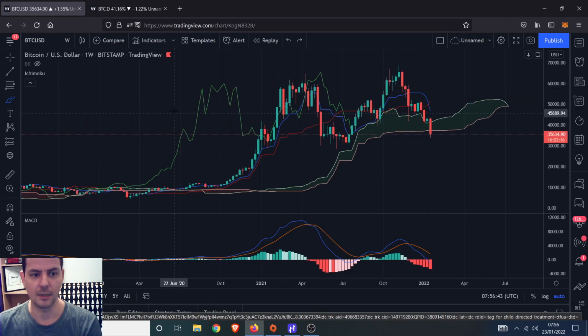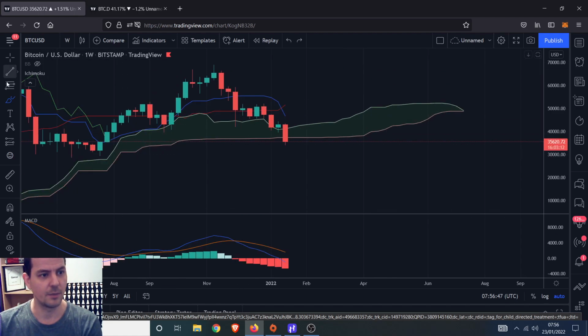So this is called a lagging span or a Chikou span, and it closes where the price action closes at the time. So it's 26 periods behind price action. So if you just have a look at where we are right now, that's where the price action is, 35,600. That's exactly where the Chikou span is going to be. It's just in this candle body here.